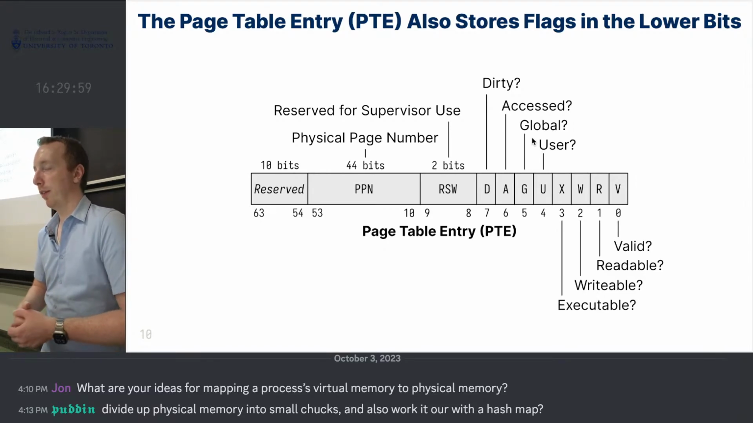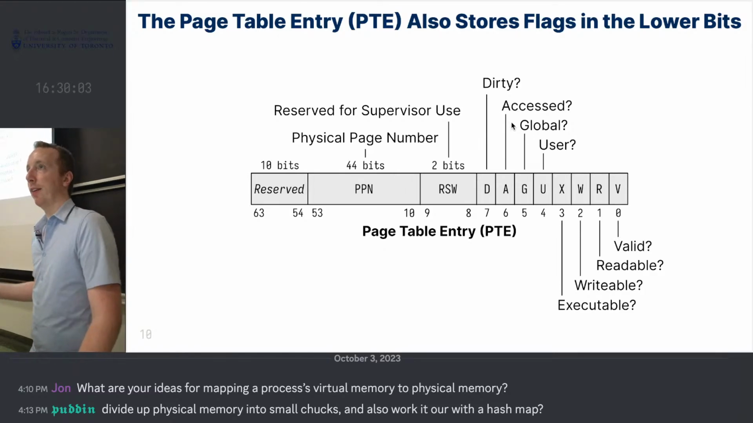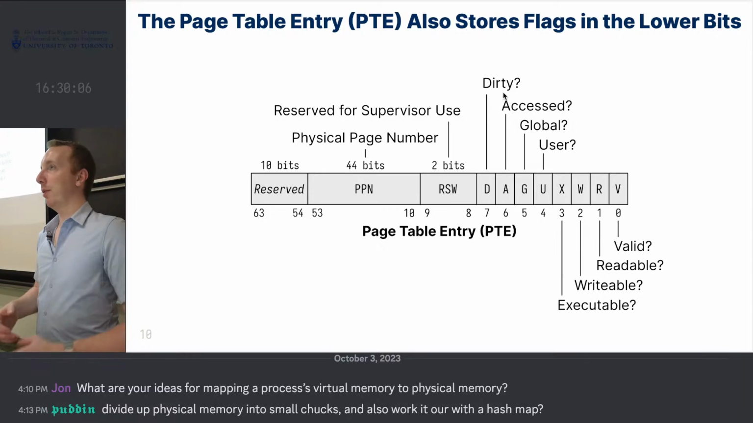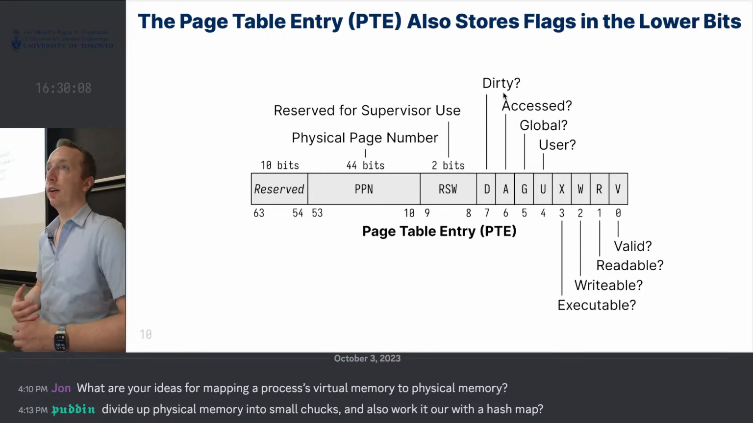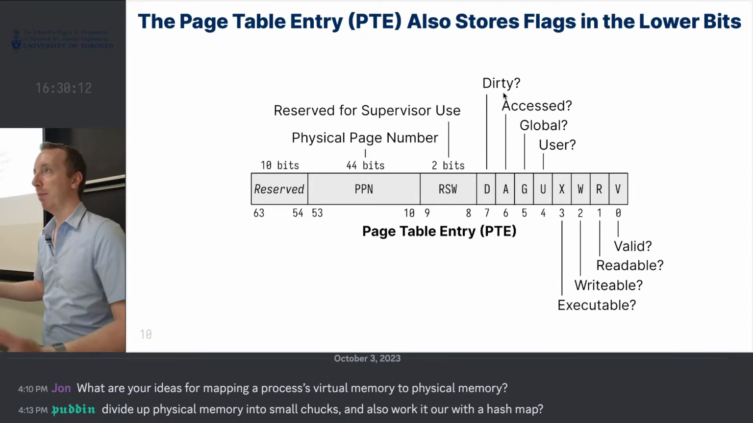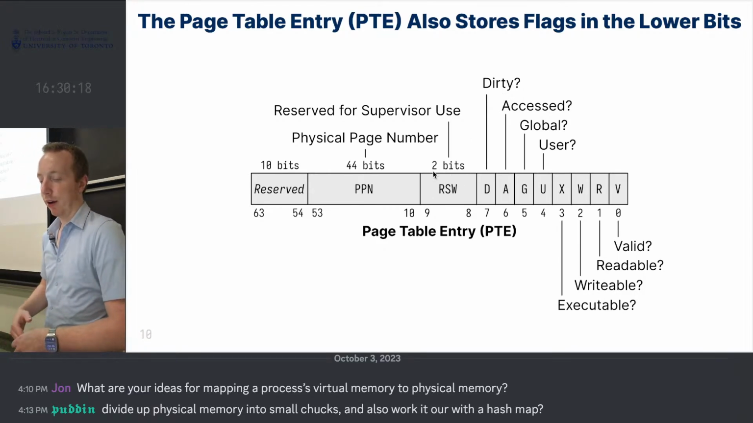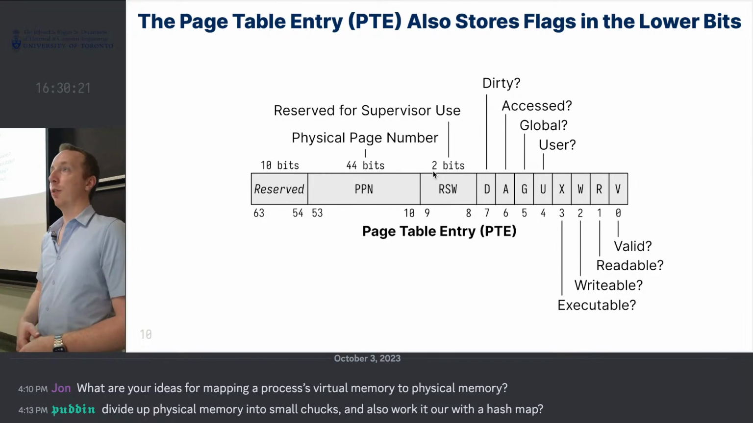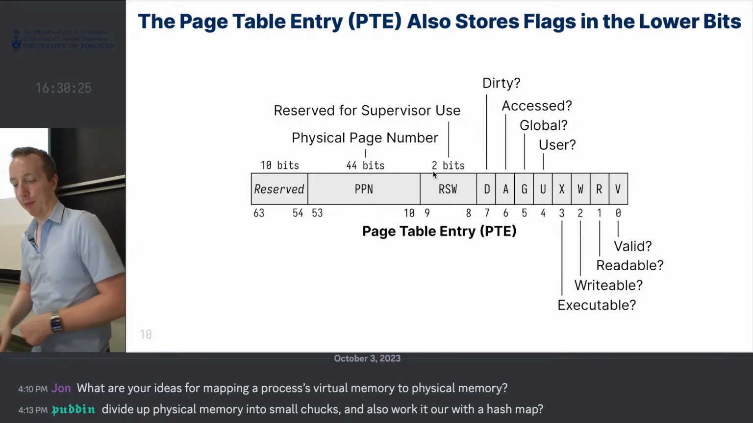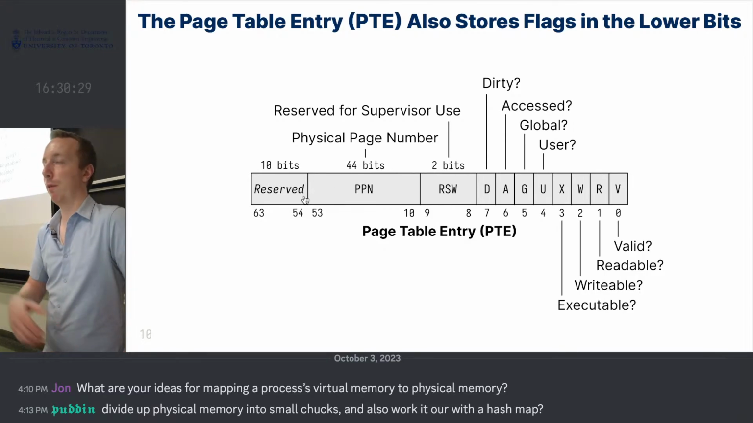Global means, is this mapping the same for every single process? Then there's access bits, and then dirty, which, get your mind out of the gutter, just means that there was a write to the page and it's been modified. It doesn't mean what you probably think it means. Then there's 2 bits that are reserved for supervisor or kernel use, which you will find useful when you do this yourself in Lab 3.